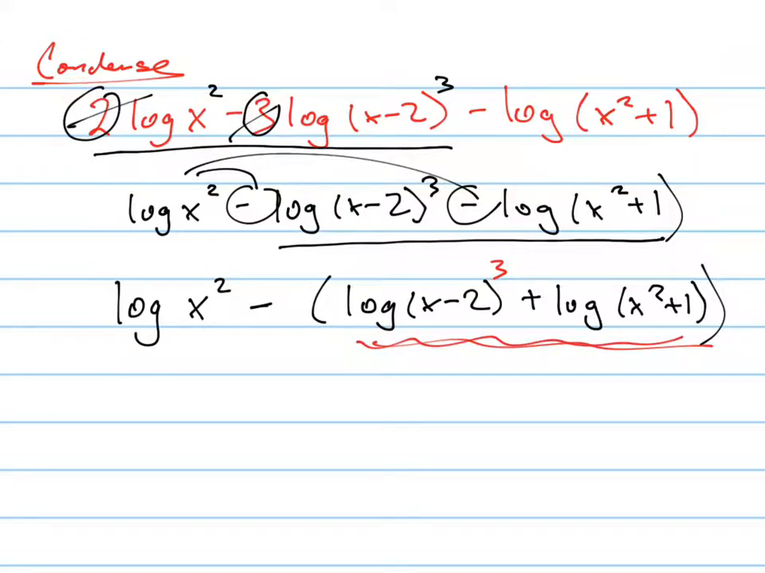Because those things do what now? How do they condense together? How do I condense a sum of logarithms with the same base? Look at your properties. That becomes the log of (x minus 2) cubed times (x squared plus 1). Right? The sum of logs is equal to the log of the product, if it's the same log.